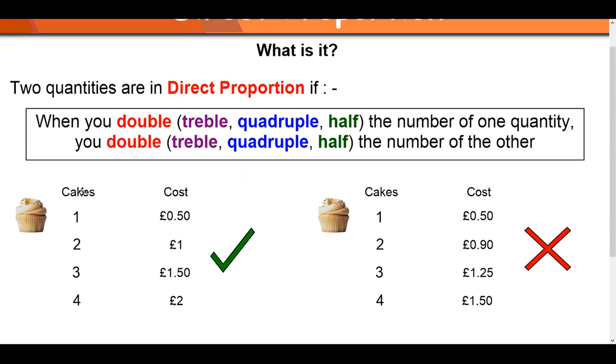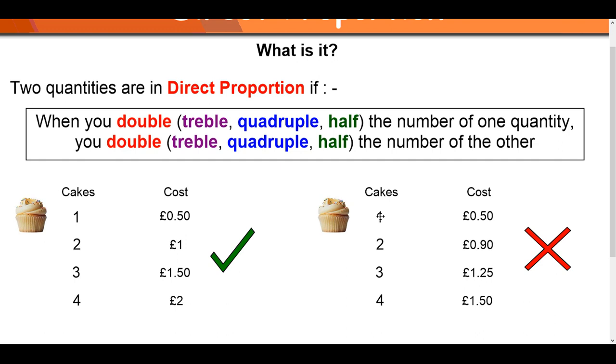If we look at some cakes here, one cake costs 50 pence, two cakes cost £1, three cakes cost £1.50 and four cakes cost £2. You can see here that when one cake doubles to two, the price doubles as well. When one cake goes to three, the price triples as well. So this would be a case of direct proportion.